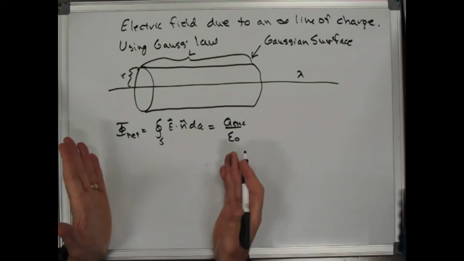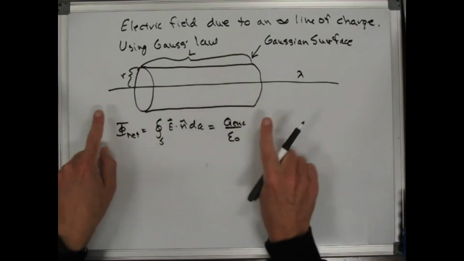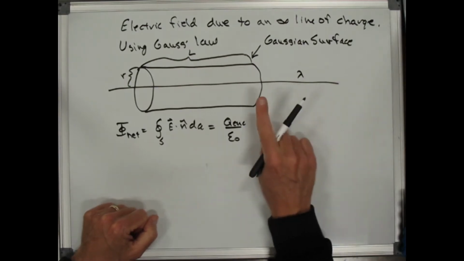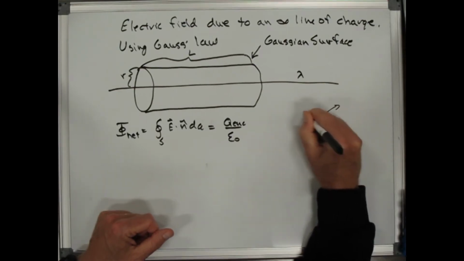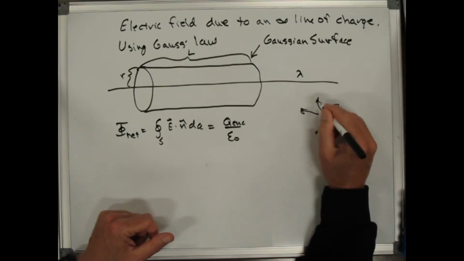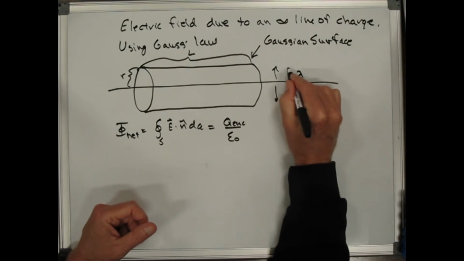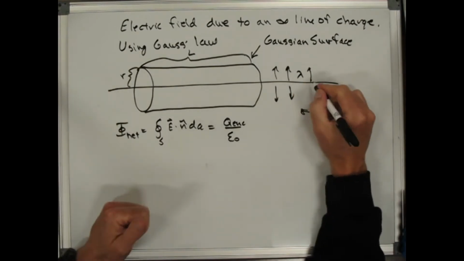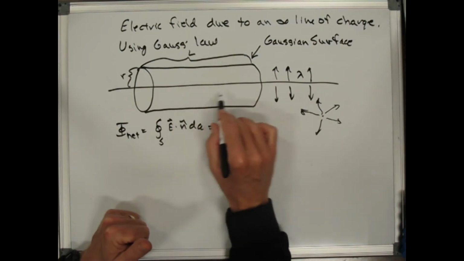Now I'm going to look at this shape and say, look, the electric field along this wire points away from the wire everywhere. If there's a charge along the wire, then it's just going to point radially away. If I was looking down the wire, the electric field would be pointing away in every direction. Looking along the wire, the electric field is pointing this way, out in every direction.